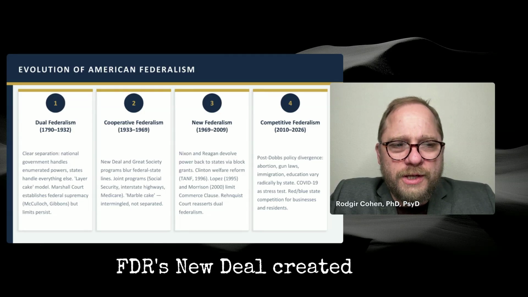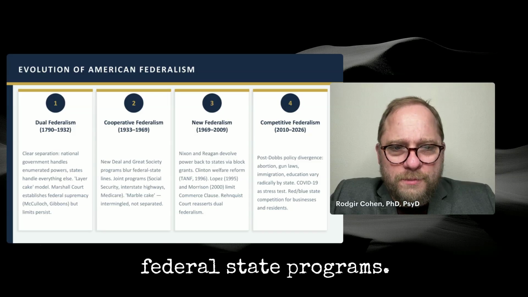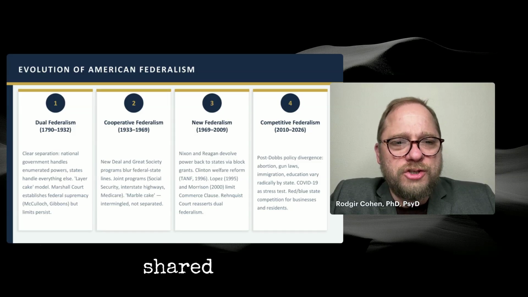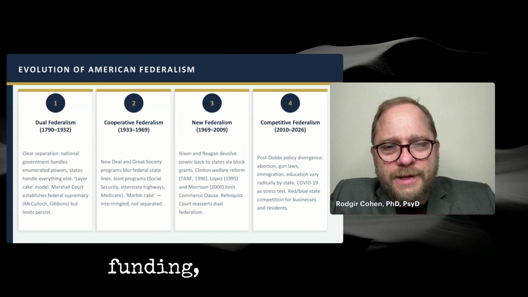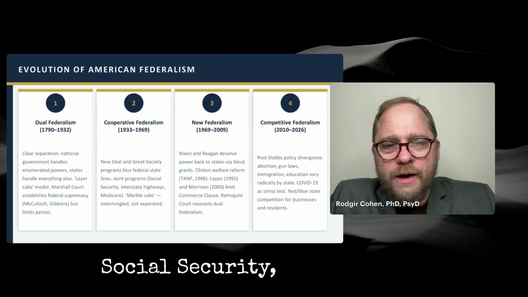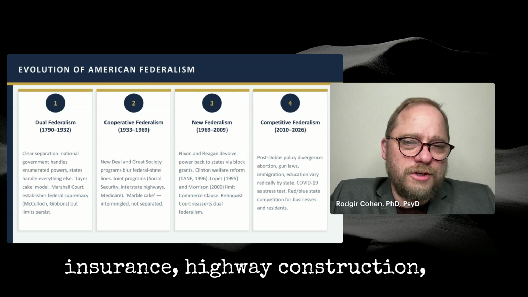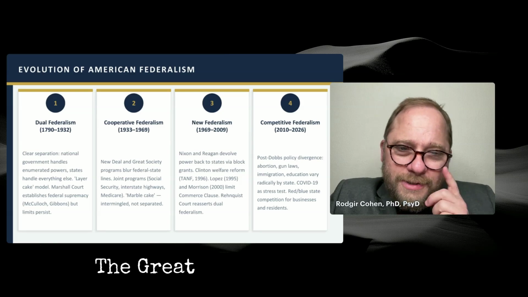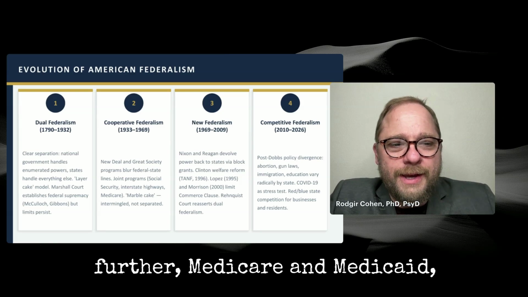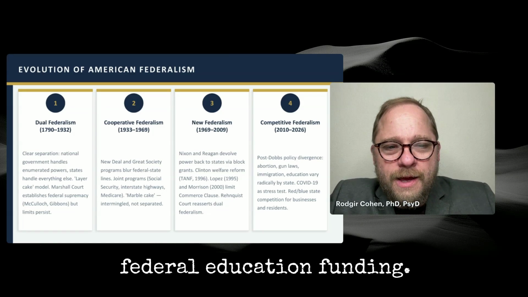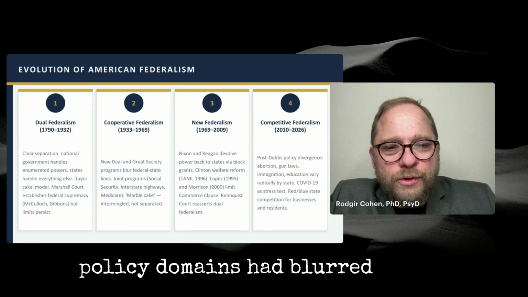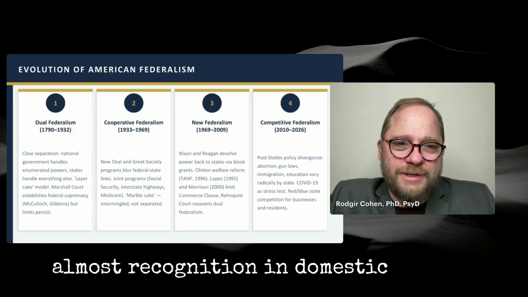FDR's New Deal created joint federal-state programs. This was called the Marble Cake Model, where both levels shared responsibility, funding, and administration. Social Security, unemployment insurance, highway construction, all these things were structured as federal-state partnerships. The Great Society extended this further: Medicare and Medicaid, federal education funding. And by the end of the 1960s, after the Civil Rights Act, the distinction between federal and state policy domains had blurred beyond almost recognition in domestic affairs.